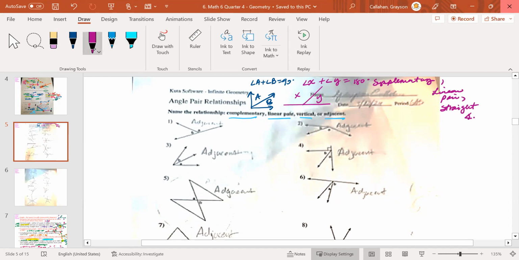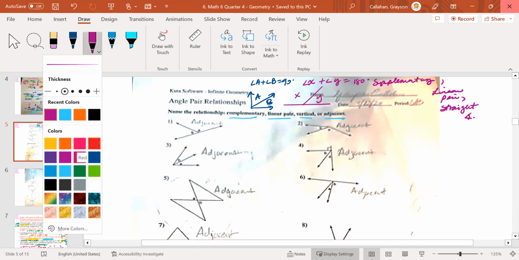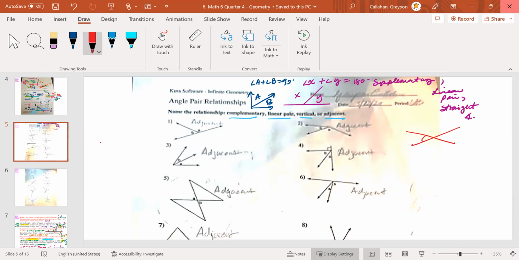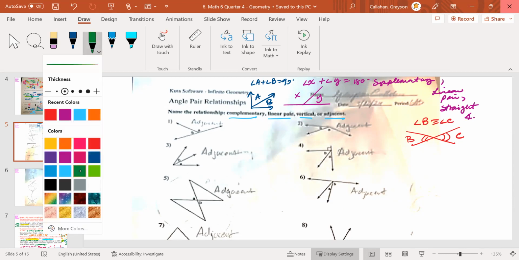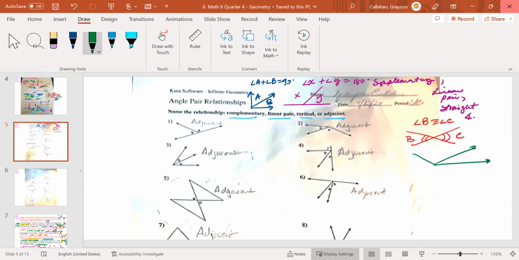Okay, vertical angles look like this, like these two angles opposite of each other. If this is B and C, you can say angle B is congruent to angle C. And lastly, adjacent. Adjacent just means that it is two angles and they share a side. So for example, M and N, those two angles are adjacent because they share that line right there, or the side.